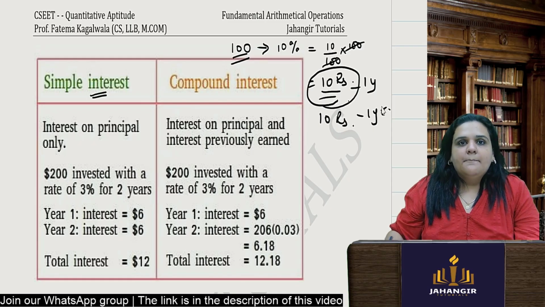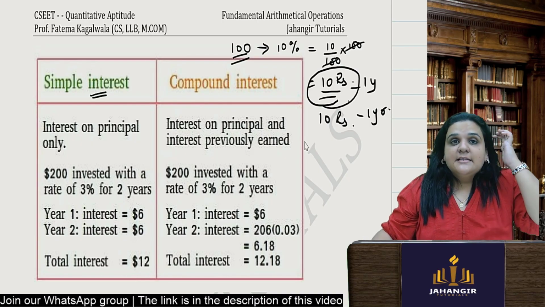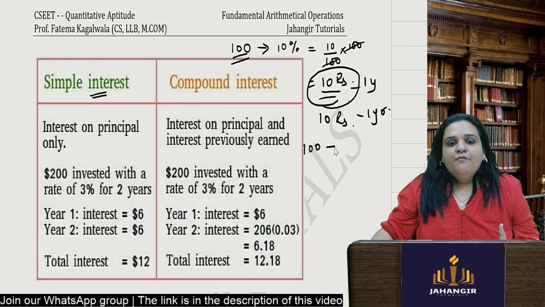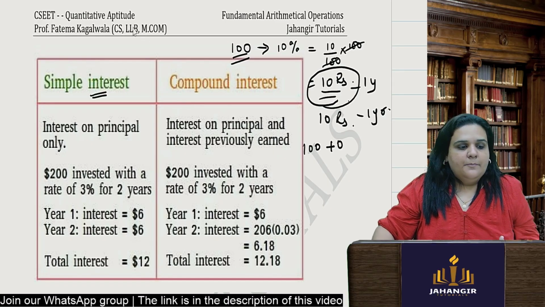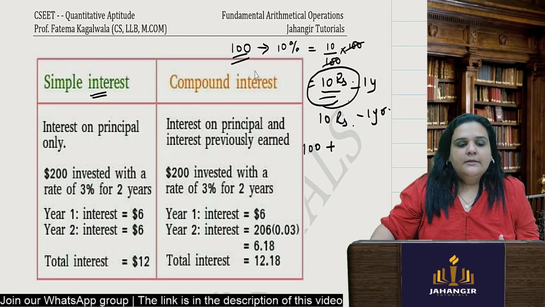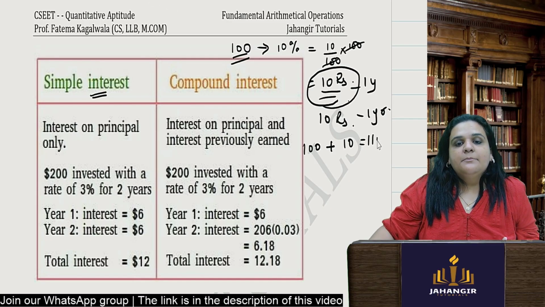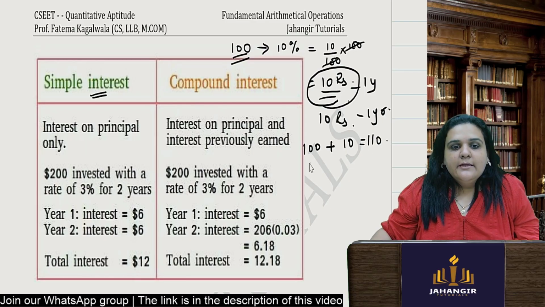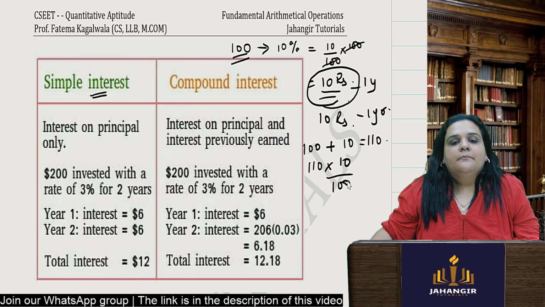What happens in compound interest? Your principal amount gets accumulated. So your 100 rupees was your principal amount. First year you got interest of 10 rupees. Okay, so when you got the interest of 10 rupees, now your principal has become 110. So next year when you get interest, you will get 10% on 110. Okay, so now you are going to get 11 rupees.